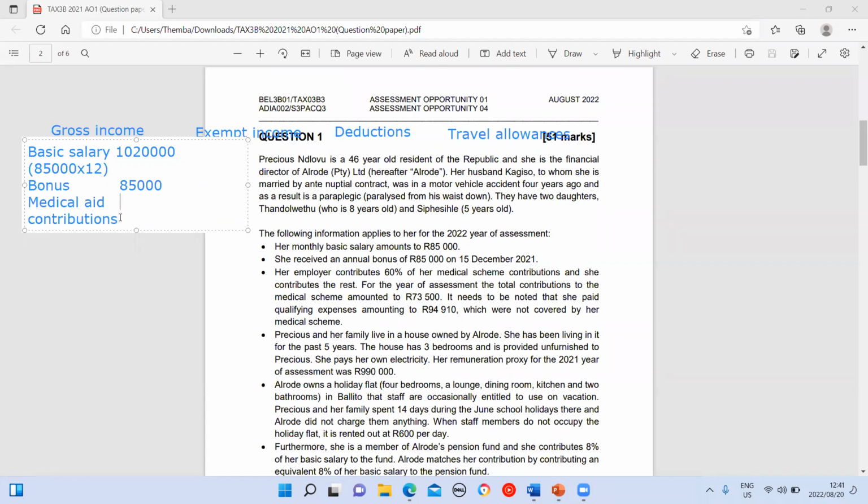And this is from the employer, yeah? You can just write yourself medical aid contributions. So these medical aid contributions from the employer will be 73,500 times, yeah, you're right, 60%. So 73,500 times 60%. What is that? That's 44,100.